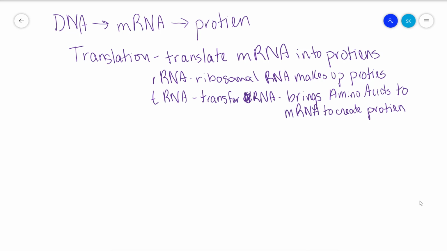All right, we have to talk about translation in 2 different ways. We need to talk about actually how translation occurs, and then we need to talk about how the mRNA is read and creates an amino acid chain. So I'm going to start with that first.